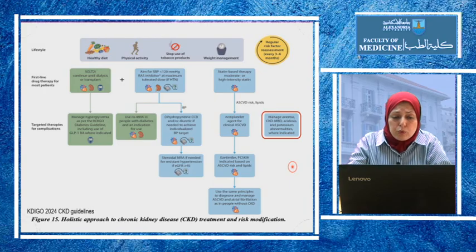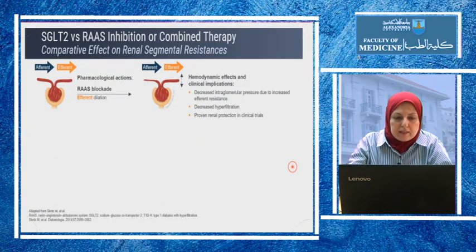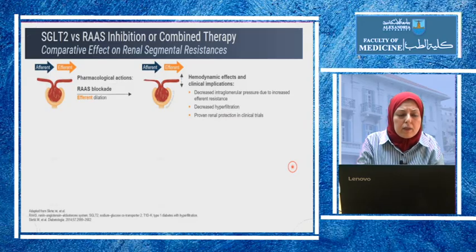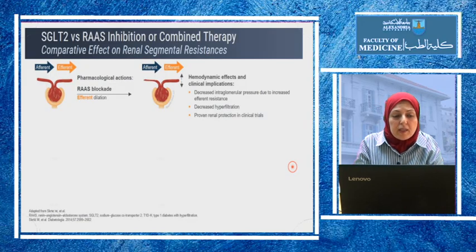So actually, there is no specific treatment for chronic kidney disease, but the treatment is a combination of all these factors and the regular assessment. So why are SGLT2 inhibitors and RAS inhibitors so important? In many of the patients with chronic kidney disease, there is intraglomerular or glomerular hypertension.